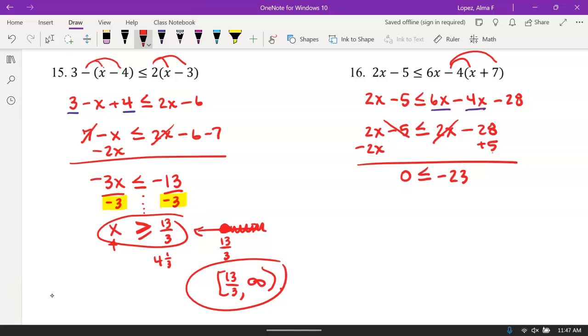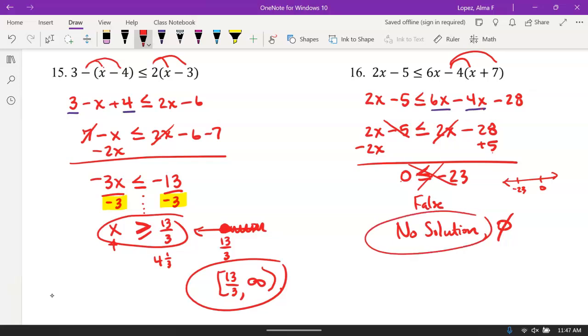You got to be careful here. Is this true or false? Is 0 smaller than, remember the small side is toward him, 0 is littler than negative 23. Well, let's check that out on a number line. Negative 23 is way over here on the negative side, and 0 is all the way to the right. 0 is not less than or equal to negative 23. That is false. And what did we say? Anytime an equation lies to you, it is a no solution. You can write it that way or this way. So the answer here would be no solution.